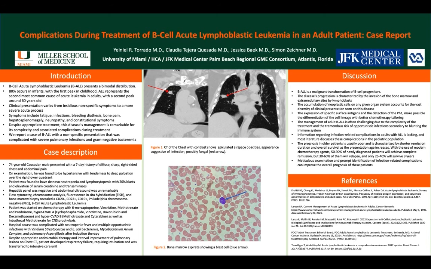The management of adult B-ALL is often challenging due to the complexity of the treatment and the increased risk of opportunistic infections secondary to blunting the immune system. Information regarding infection-related complications in adults with ALL is lacking, and most of the data available discuss these complications in the pediatric population. The prognosis in older patients is usually poor and is characterized by shorter remission duration and overall survival as the presentation age increases.